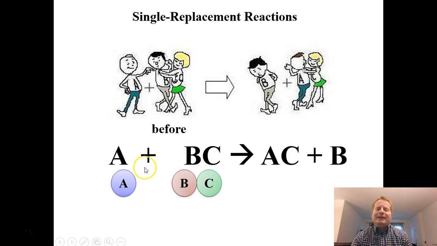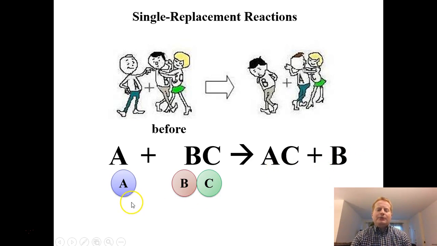So, in other words, typically we have an element alone, A, only one type of atom, reacting with a compound that's at least two types of atoms that are chemically bound. And what's forming is a new compound, AC, and a different element alone, B.